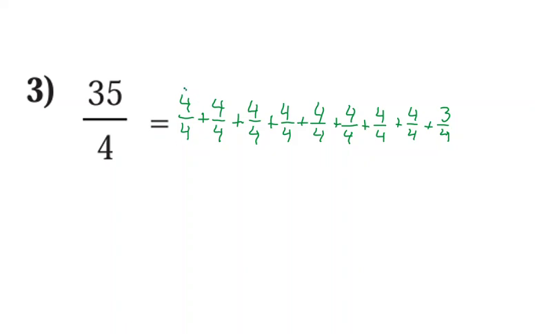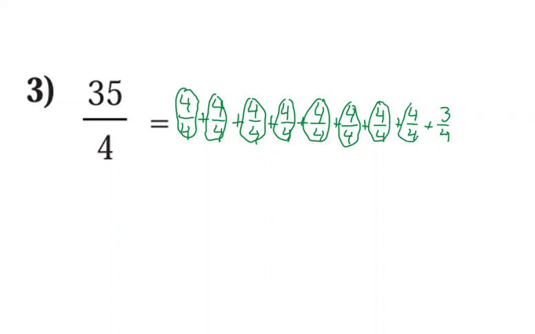Anytime the numerator and denominator are the same, that's worth 1 whole. So how many wholes do I have? 1, 2, 3, 4, 5, 6, 7, 8, and then I have that 3 fourths right there. So it's going to be 8 wholes and then 3 fourths.